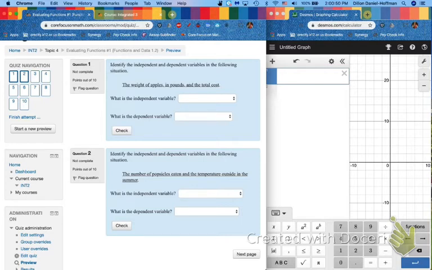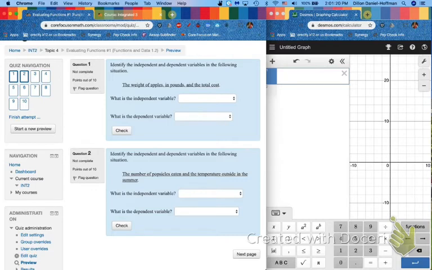So then I like to ask myself with these word problems, like the first one we have, the weight of apples in pounds and the total cost. So I say to myself, does the weight of the apples in pounds depend on the total cost? Or I go backwards, does the total cost depend on the weight of the apples? Now it would be interesting if you could change the weight of an apple in front of you by just pulling out more money somehow, but that's not how it works. Therefore, it's backwards.